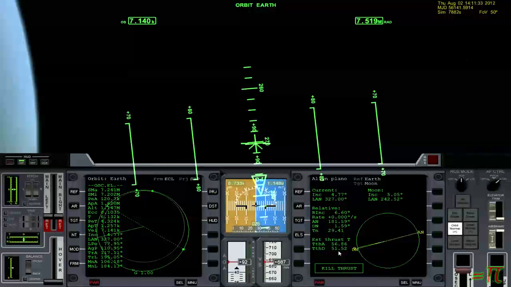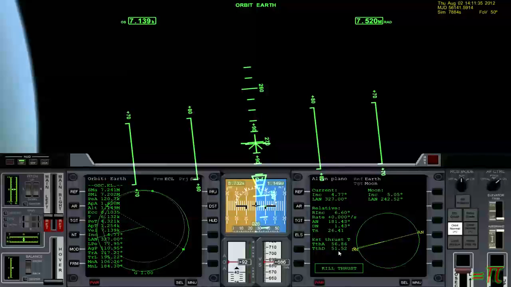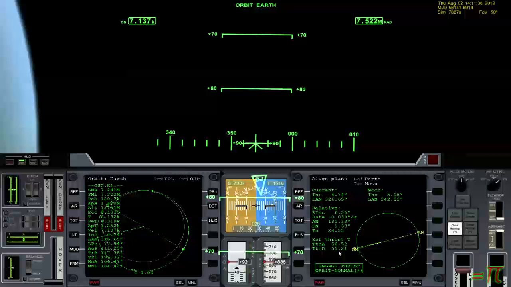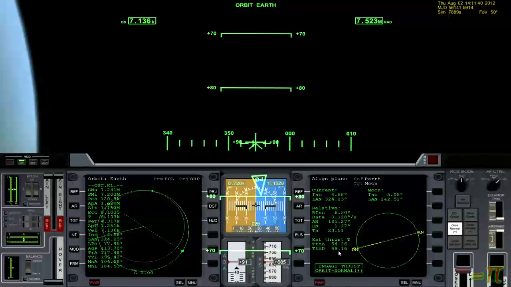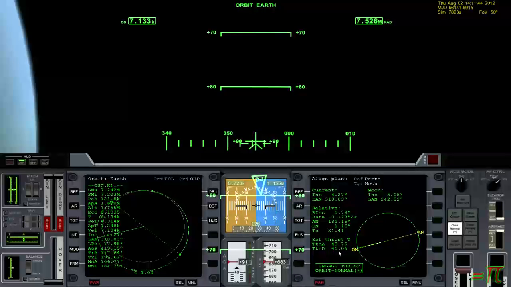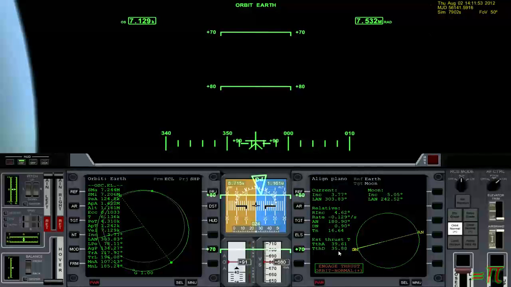Okay, 4 seconds. 1, go. And you can see the relative inclination coming down. Which means our orbit is lining up with the moon's orbit. That makes getting there a whole lot easier.